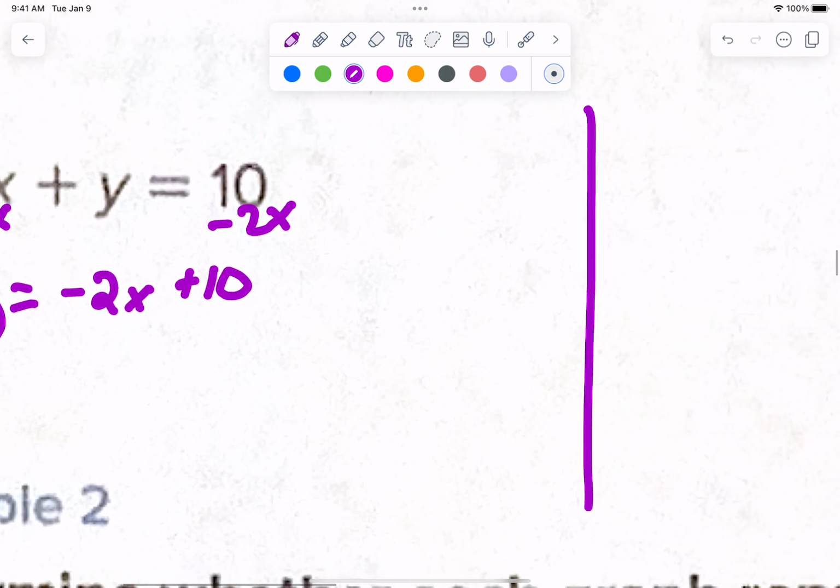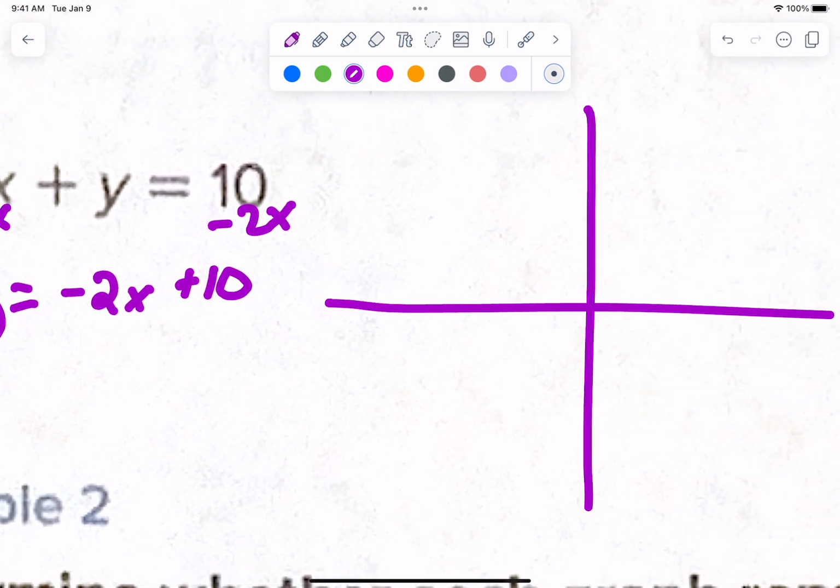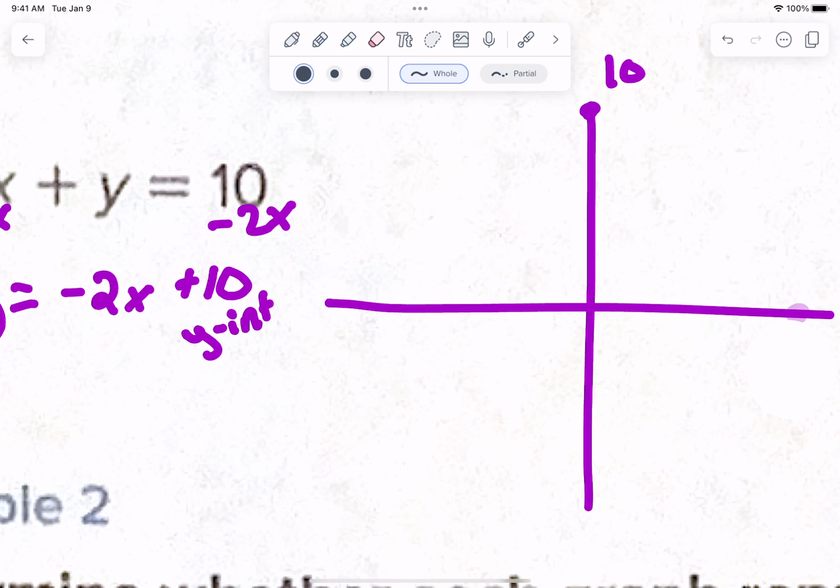Start somewhere. I'm going to talk about things that I saw multiple people doing. 10. This is the y-intercept, so I want 10 up here, not the 10 over there. Okay, so I'm going to erase him.